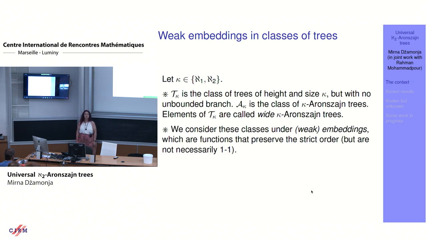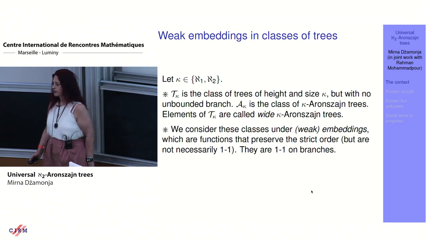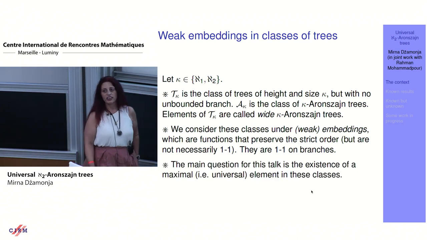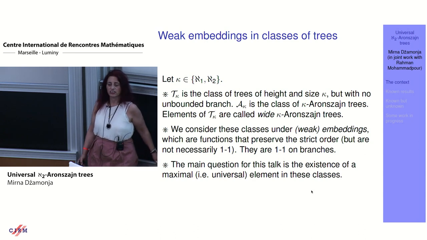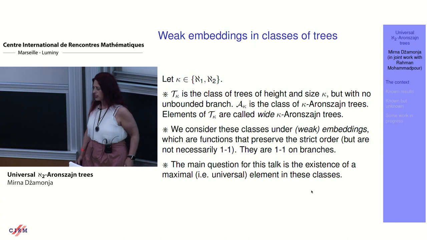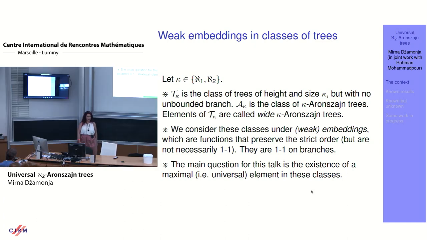These are functions which are not necessarily one-to-one, but they do preserve strict order. So if x is less than y in the domain, then f of x is less than f of y in the range. In particular, these embeddings are one-to-one on branches of our tree. And we want to look at these classes under this relation. There are, of course, many things that one could ask. The main question that interests us is the existence of a universal, or some people say maximal, element in these classes under this kind of embedding.